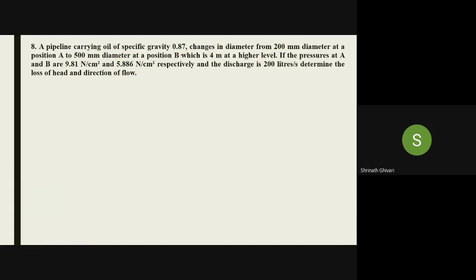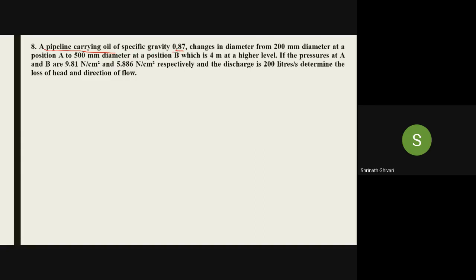Don't byheart the problems. Try to solve them. You can put the values and solve them clearly. So we'll go with the next problem, a pipeline carrying oil. Previously we took everything in terms of water and other fluids, but here they are saying a pipeline which is carrying oil of specific gravity 0.87.